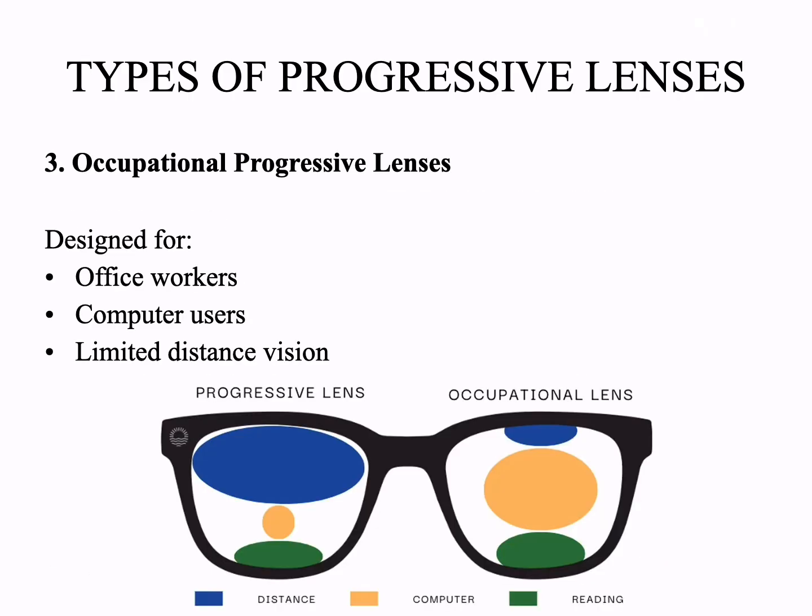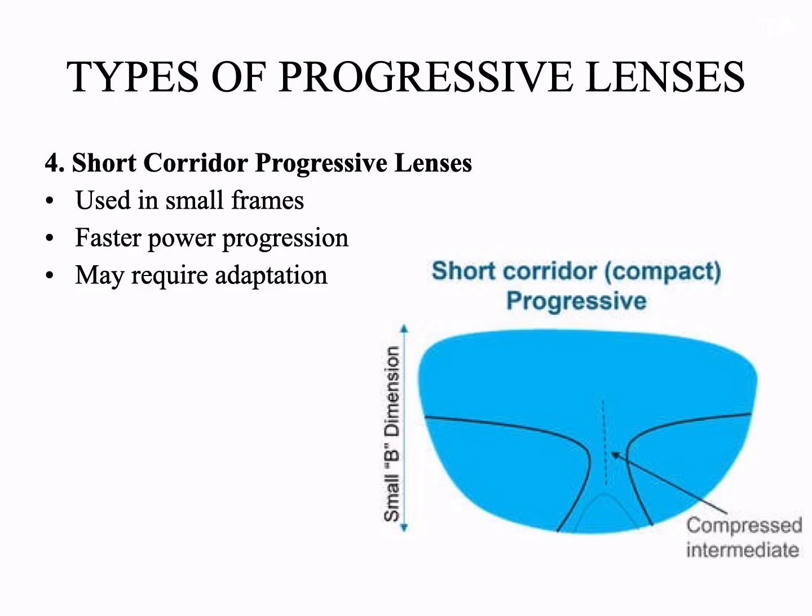Now coming to the occupational progressive lenses. Basically these lenses are designed for office workers and computer users, and they have very limited distance vision. They're usually manufactured for, let's say, about 10 meters or 12 meters or 15 meters, not beyond that. Then there are short corridor progressive lenses. These are used in small frames, have faster power progression, and may require adaptation.